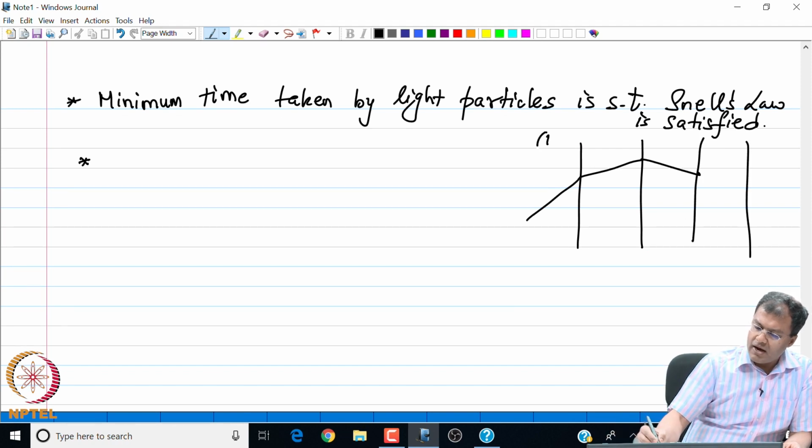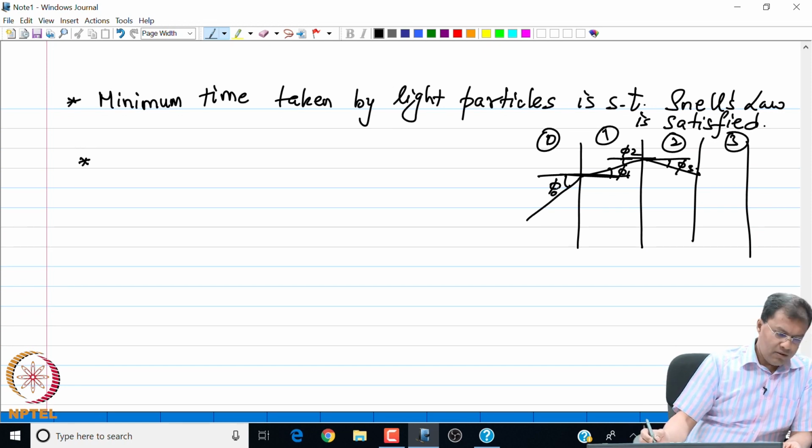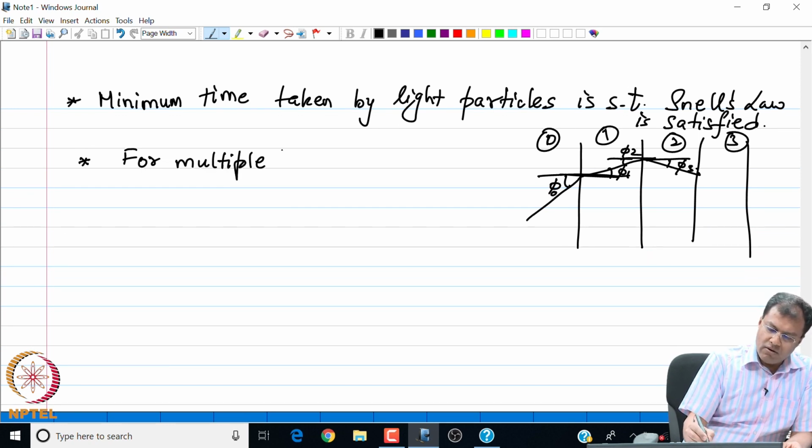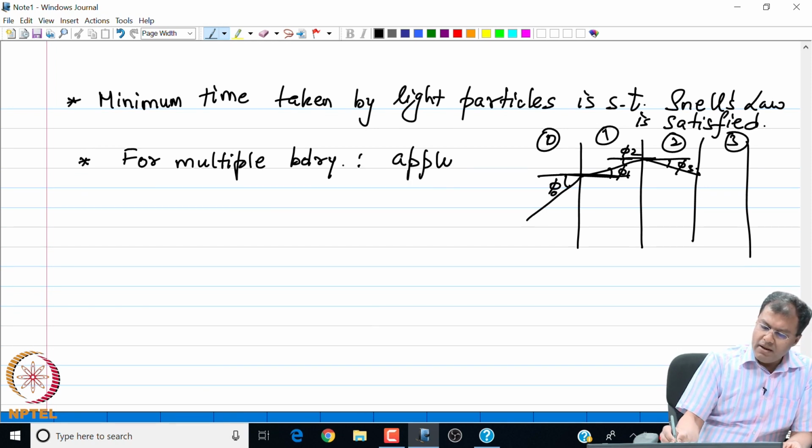So, we have media 0, media 1, media 2, media 3, and what happens is that in each of these media, let me call the angle of incidence phi 0, phi 1, and then phi 2 and phi 3, right. So, in each of these media, for multiple boundaries, the minimum will always be such that Snell's law is satisfied at each boundary, right, at each boundary.